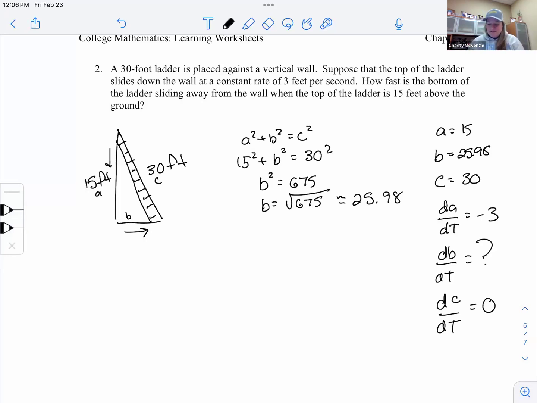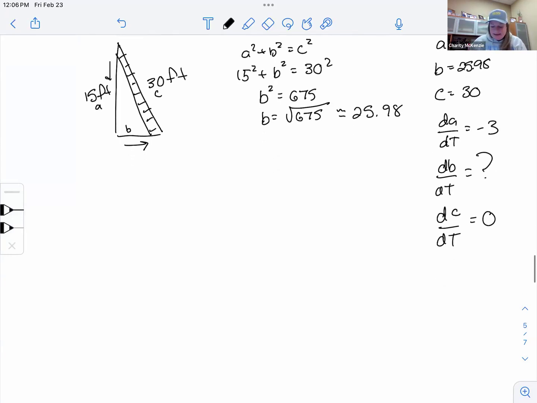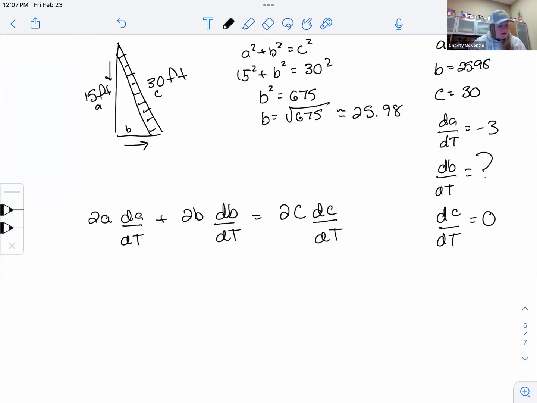Okay, tricky. So if we do the same kind of idea, the derivative of the A is 2A dA/dt. And then the next one's 2B dB/dt. And the last one is equal to 2C dC/dt. Let's go ahead and put in what we know. So we know A is 15. dA/dt we know is -3. So we have that one.